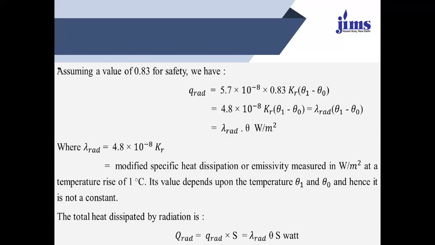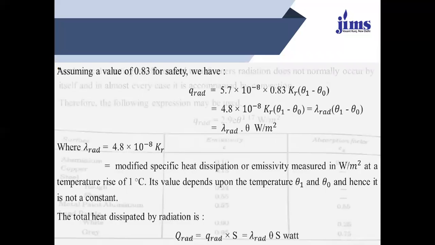Its value depends upon the temperatures theta 1 and theta naught, and hence it is not a constant value. It can vary as the temperature increases or as the rotation of the machine goes on, the temperature changes in a fraction of a second. So the total heat dissipated by radiation is Q rad equals small q rad times surface S, that is, lambda rad times theta times S, in watts.